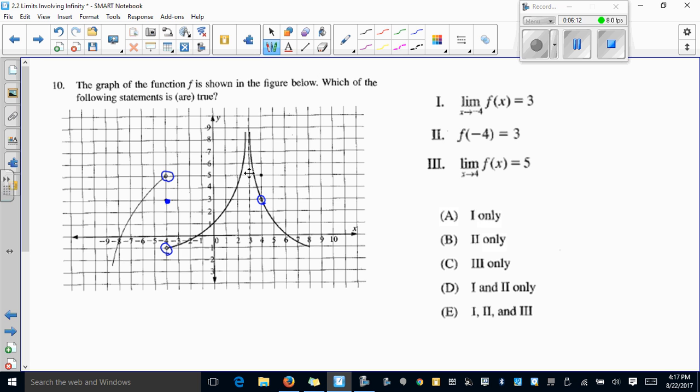So we go through this. The limit of f of x as x approaches negative 4 is equal to 3. Well, here's negative 4. If I come down this way, I'm getting to negative 1. But if I go this way, I'm going to 5. Well, 5 does not equal negative 1. So this one is false. But they're asking for the true ones. So we get to throw out all of the ones.